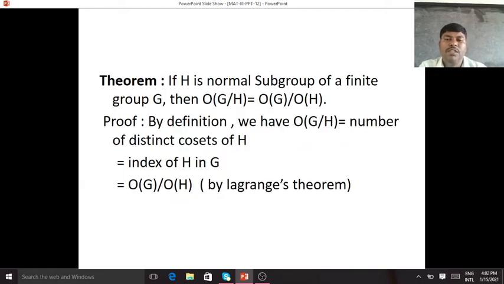Next theorem: if H is a normal subgroup of a finite group G, then order of G/H is equal to order of G divided by order of H. Proof. By the definition, order of G/H is equal to the number of distinct cosets of H. This is equal to the index of H in G, that is equal to order of G divided by order of H. This is by Lagrange's theorem.